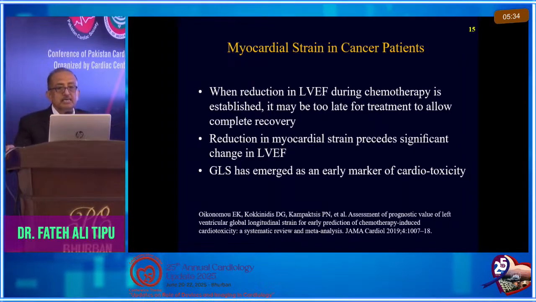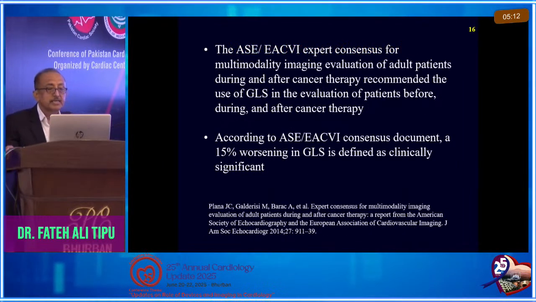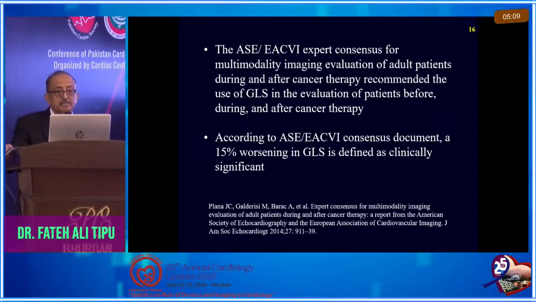Cancer patients are the most common patients in which we use the myocardial strain. When reduction in LVEF during chemotherapy is established, it may be too late for treatment to allow complete recovery. Reduction in myocardial strain precedes significant change in LVEF, so global longitudinal strain has emerged as an early marker of cardiotoxicity. According to these societies, for the evaluation of adult patients during and after cancer therapy, they recommend use of global longitudinal strain. And if there is a worsening of 15% in global longitudinal strain, then it's clinically significant.